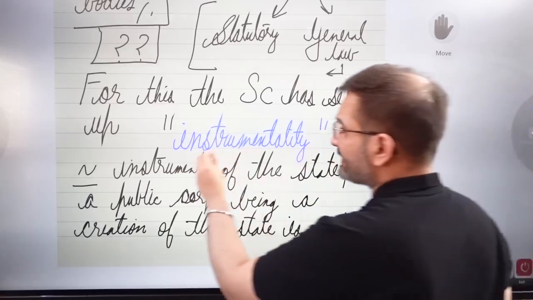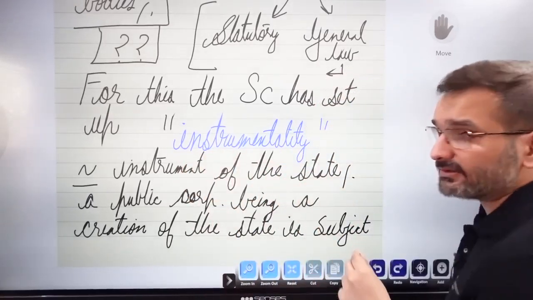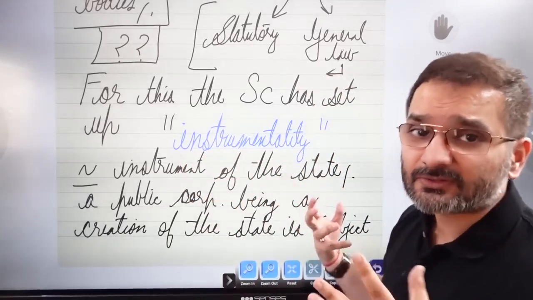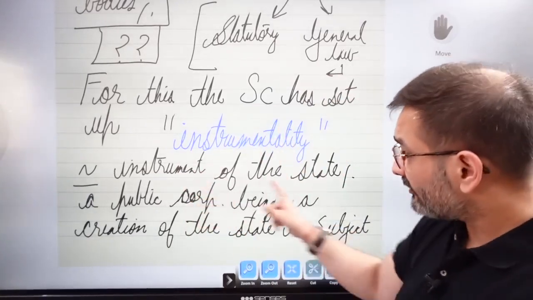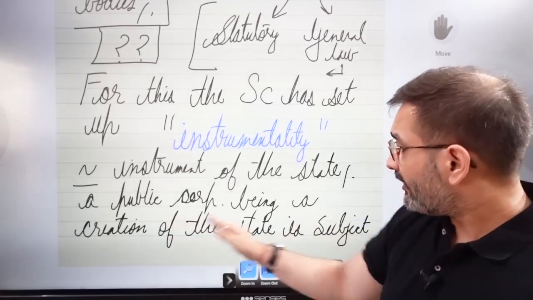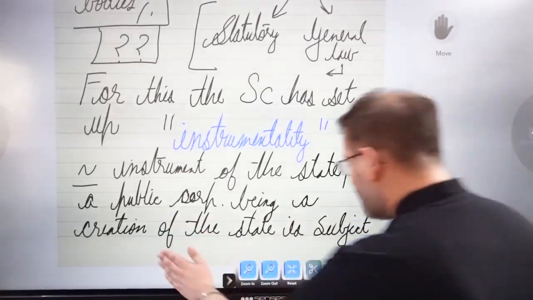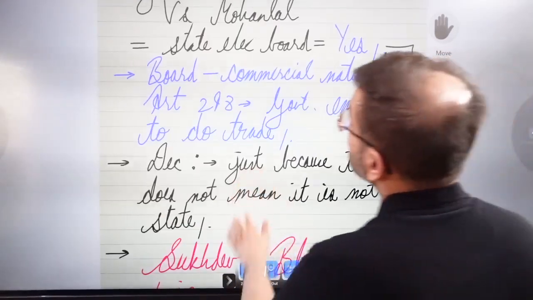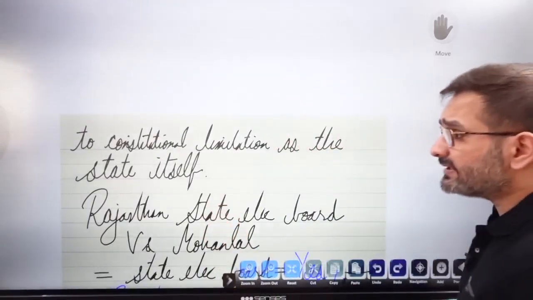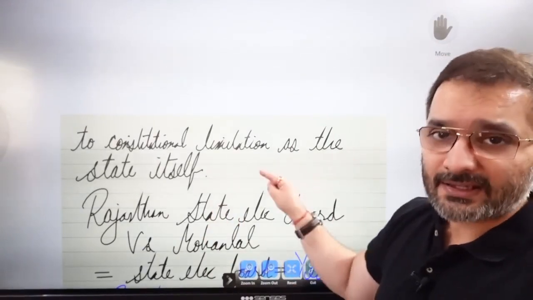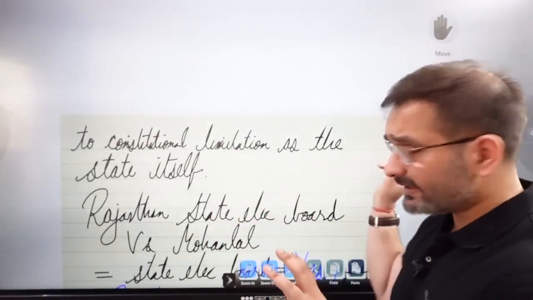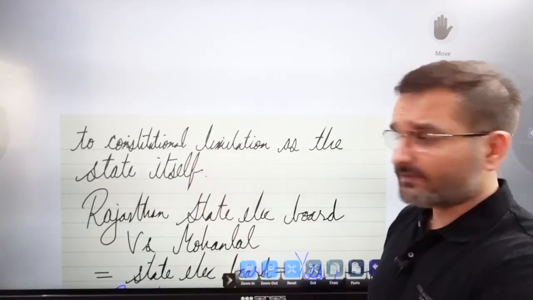For this, the Supreme Court has set up the doctrine, or rather the concept, of instrumentality: whether the said entity is an instrument of the state. A public corporation, being a creation of the state, is subject to constitutional limitations as the state itself. Write this down word to word, pause the lecture, write this entire sentence down, rewind it if you need be.